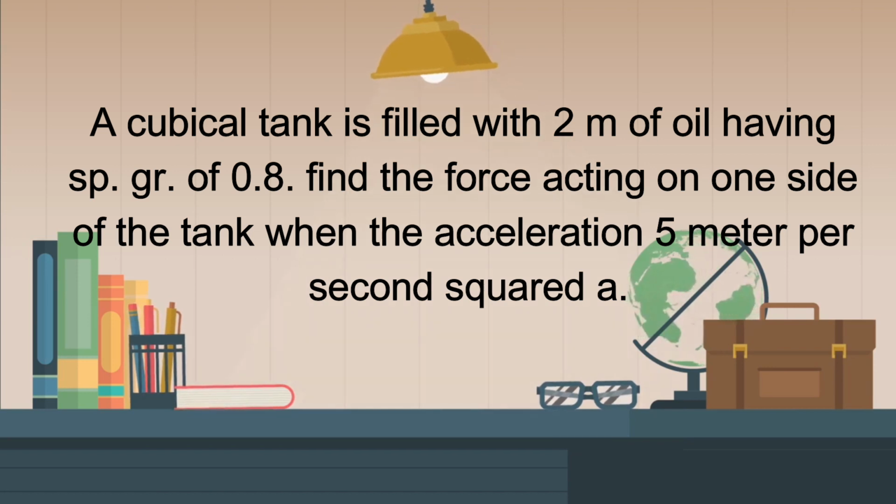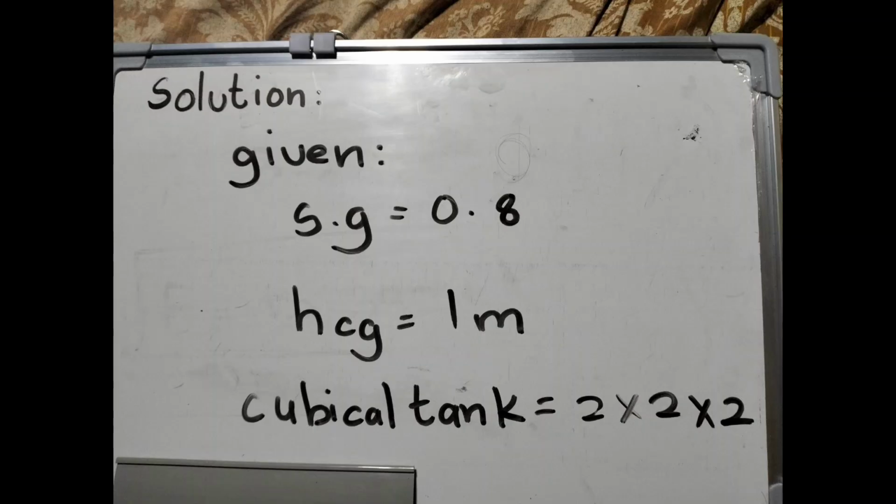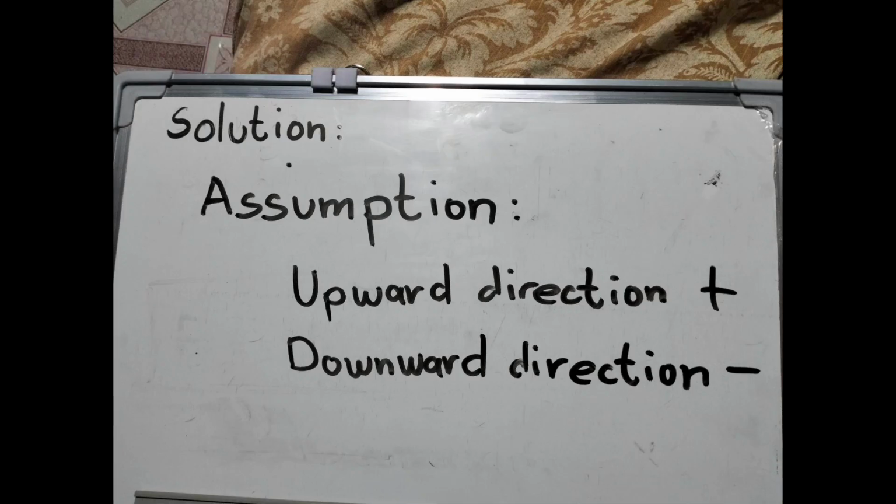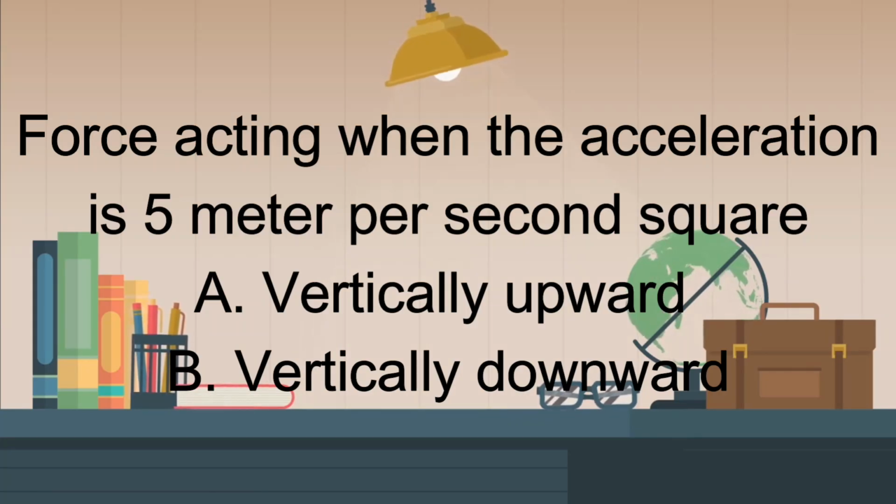So first, we're gonna identify the given. We have a specific gravity of 0.8. We have the height of the center of gravity and the cubical tank that has a measurement of 2 by 2 by 2. And our assumptions are upward direction is positive and downward direction is negative. Required in the problem are the force acting on one side of the tank when the acceleration is 5 meters per second squared, vertically upward, and vertically downward.